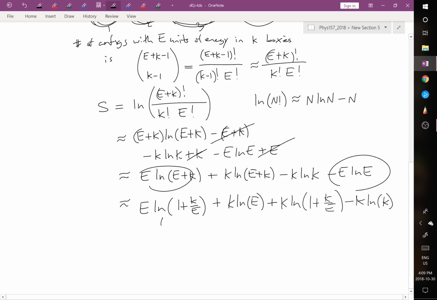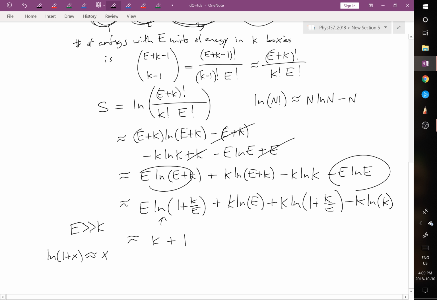So then we can use the approximation that we're going to say that E is much greater than K. So we're just imagining that there's a lot of these, it's high enough energy that there's a lot of units of energy. We're not close to absolute zero, so each molecule has quite a bit of energy. And then we can simplify this even further. So like log 1 plus x is approximately equal to x when x is small. Okay, so that first term, all of that is approximately equal to K.